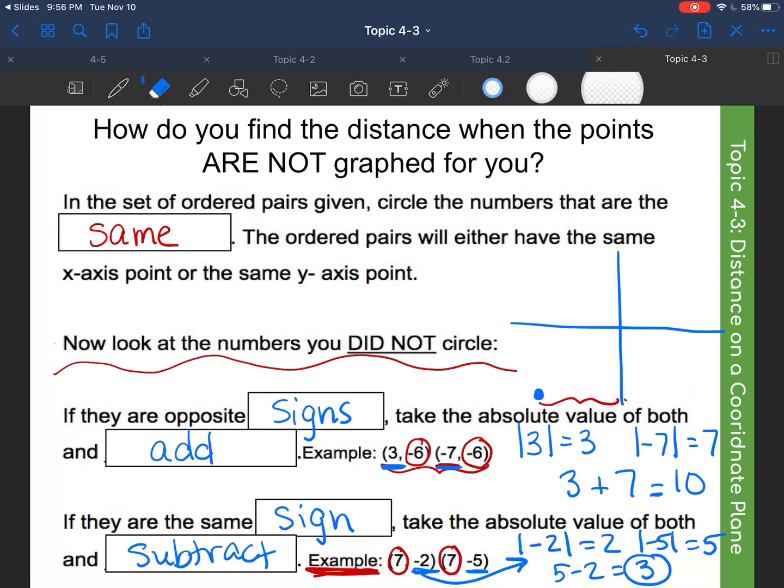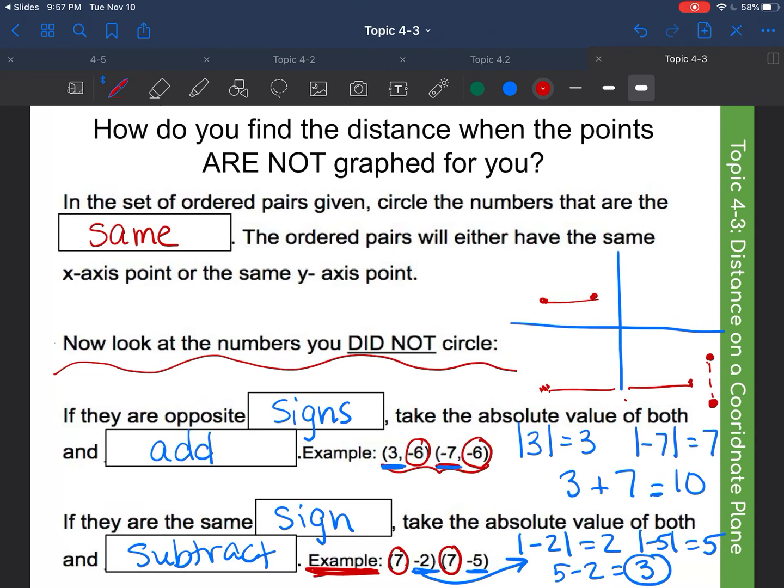So let's look at this graph again. If we were to graph (7, negative 2), it would be around here. And then (7, negative 5) would be here. Okay, they're in the same coordinate plane, in the same quadrant, okay? So the distance, we would just subtract the distance between the two, okay? So if you realize, if they're opposite signs, they cross, they're in 2 different quadrants, okay? Meaning that you're going to have to add those distances. But if they're in the same quadrant, you're just going to subtract that difference.